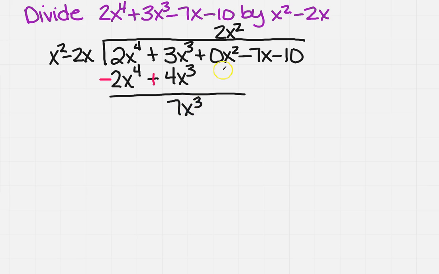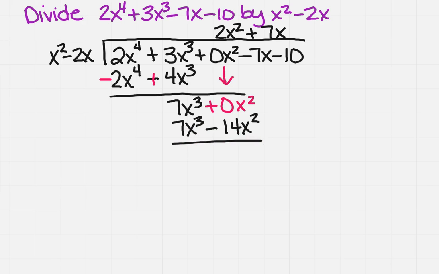As we've done in the past, we bring down the next term, which just so happens to be our placeholder. And then I need to ask myself again, x squared times what is 7x cubed? And that's going to be plus 7x. So now I've got 7x cubed, and then minus 14x squared. I want to subtract, so I'm going to change the sign. So I've got a minus and a plus. So that just becomes 14x squared. Oh, and it just keeps on going.